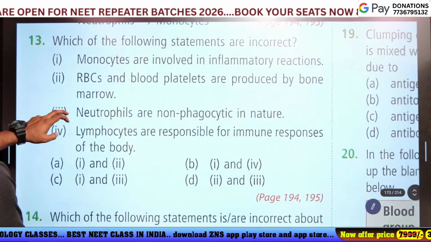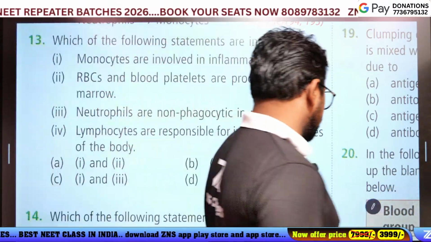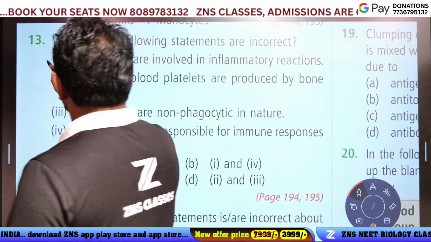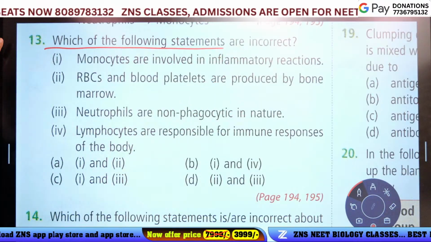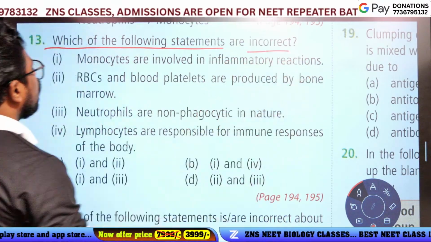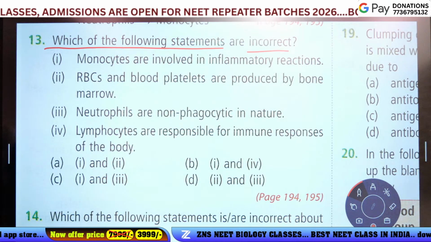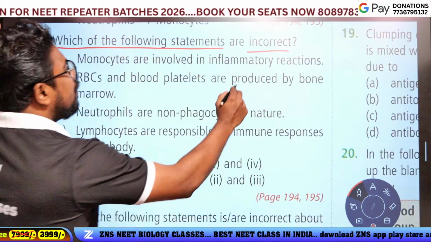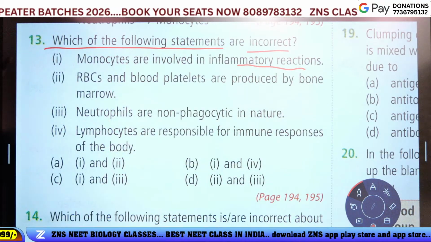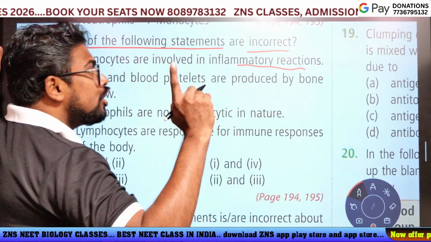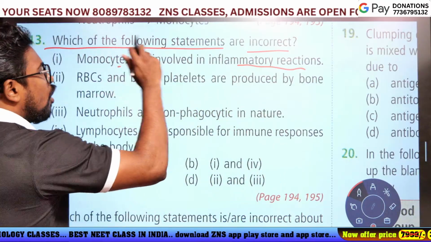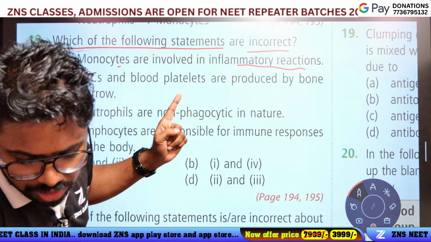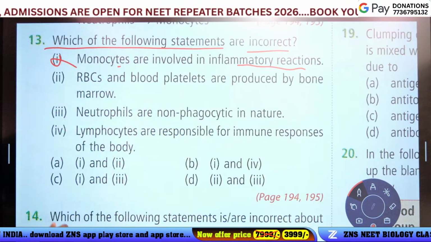Which of the following statements is incorrect? Okay, the 13th question. Monocytes are involved in inflammatory reaction? No, monocytes are involved in phagocytosis, so this option is incorrect.